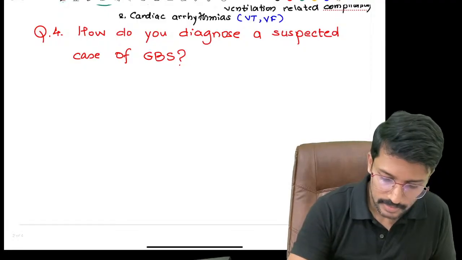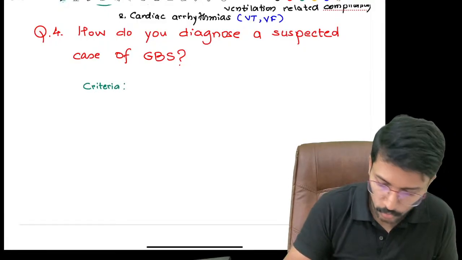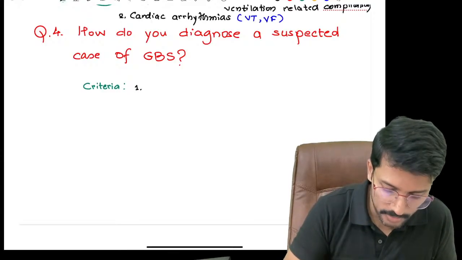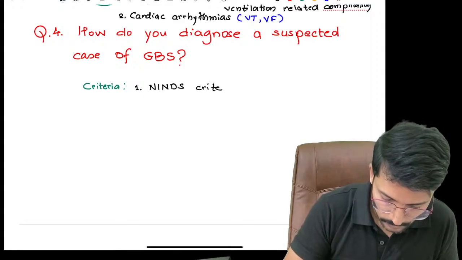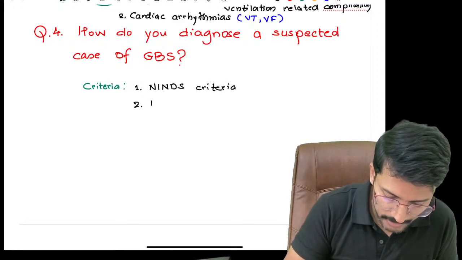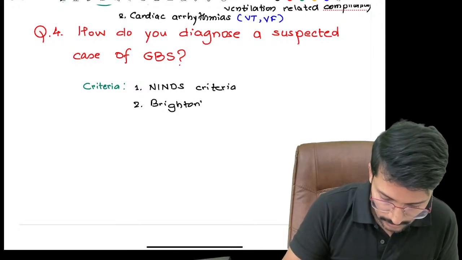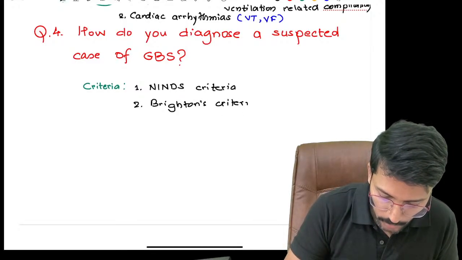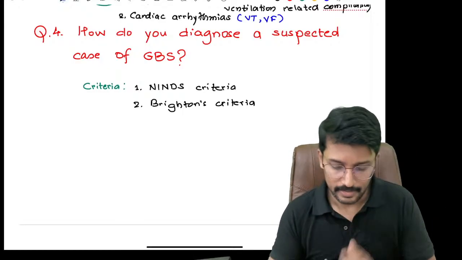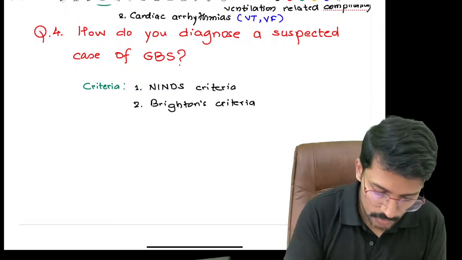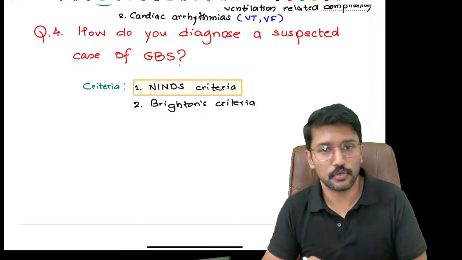Now for diagnosis, there are several criteria that can be used. I will list two criteria which are commonly used. One is called the NINDS criteria, and the second one is Brighton's criteria. You don't need to get deep into these criteria, but the names are something you need to remember. And I will take you through the NINDS criteria because in the current context, mostly we follow the NINDS criteria for the diagnosis of GB syndrome.